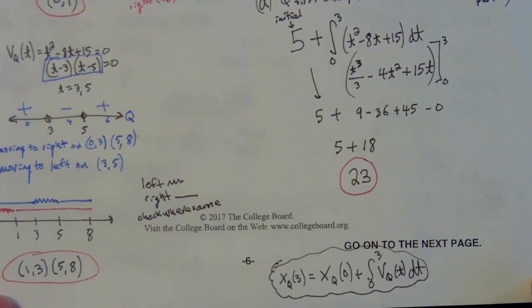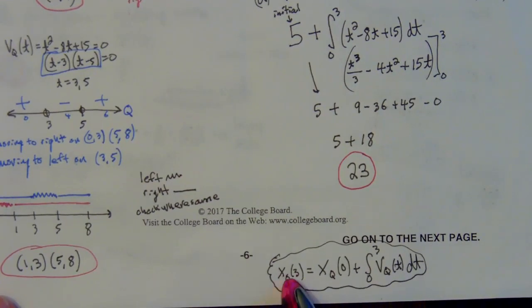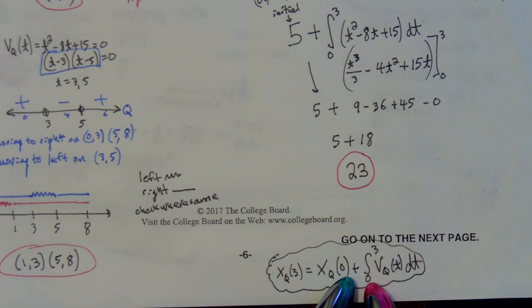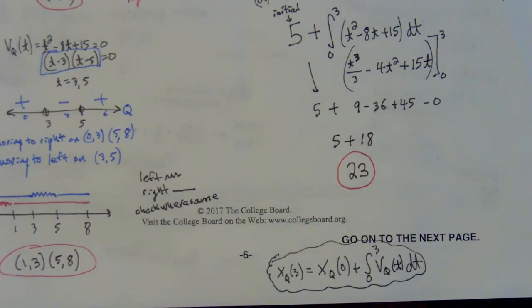And then just in case that helps at all, I just kind of jotted down what I talked about right here. If it tells me to find the position at 3, I did the position at 0, the starting point, and then I picked up where I left off. So those numbers will always match, and then you integrate it to where you want to go there.